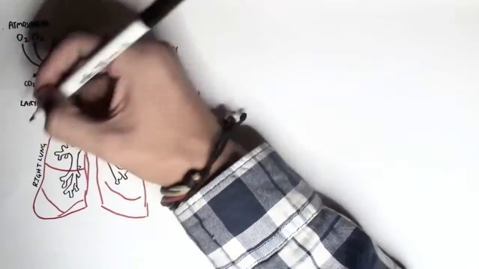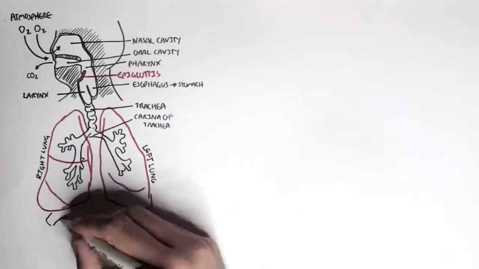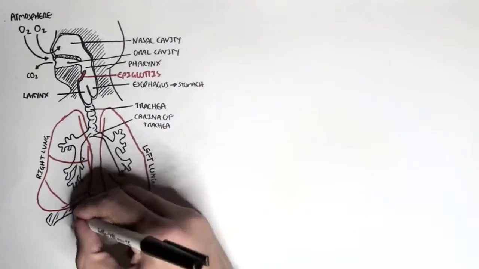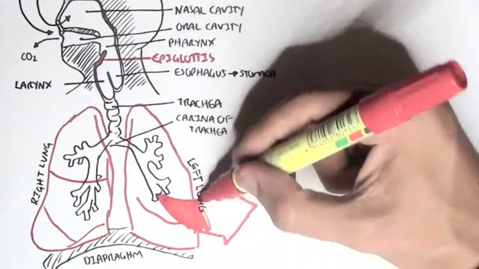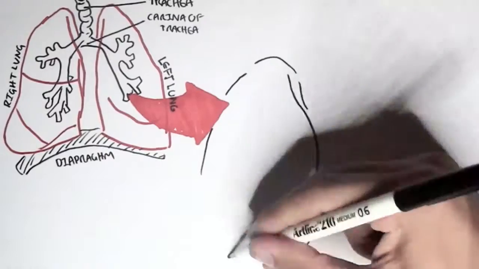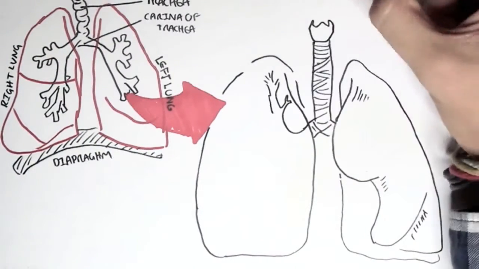So here we have the right lung and here we have the left lung. And below the lungs we have the diaphragm. This is the muscle which helps in our breathing process. So let's take a closer look at the lungs and let's look closer at the anatomy of the lungs.